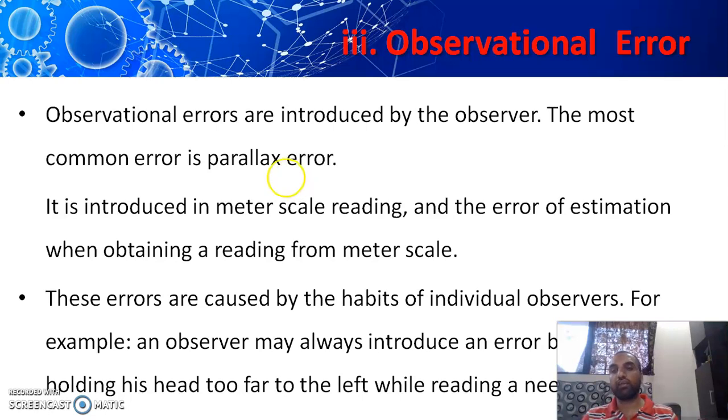That error is called parallax error, and it is introduced in meter scale reading, estimated when obtaining a reading from the meter scale. These errors are caused by the habits of the individual observer. It means these errors are not the same for all. It depends upon the particular person. From person to person, the errors are different.